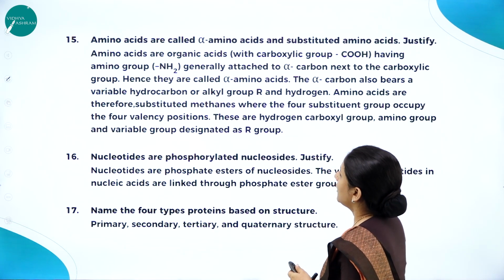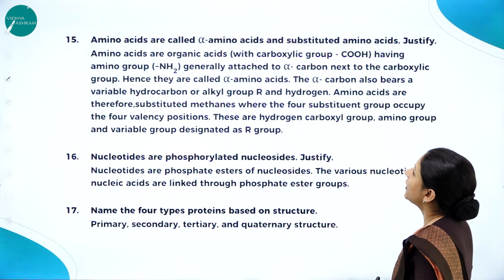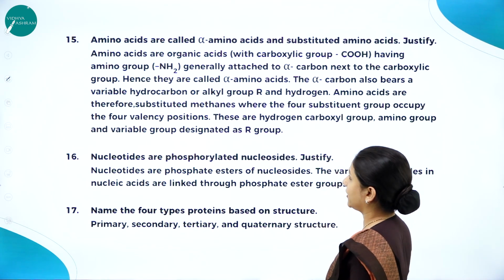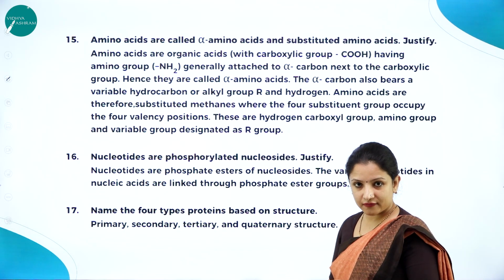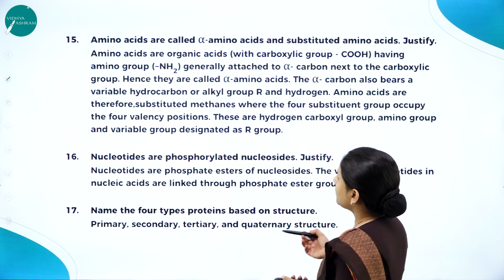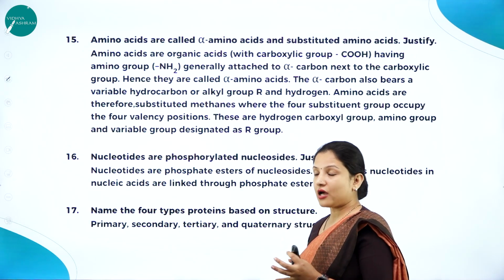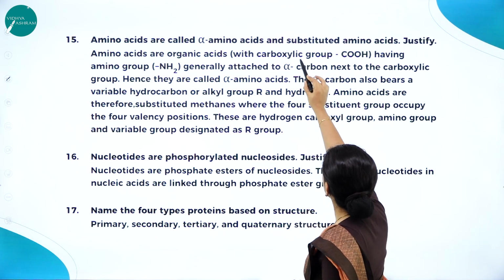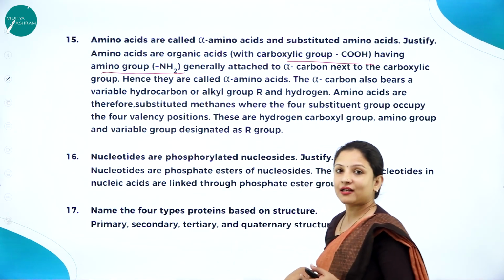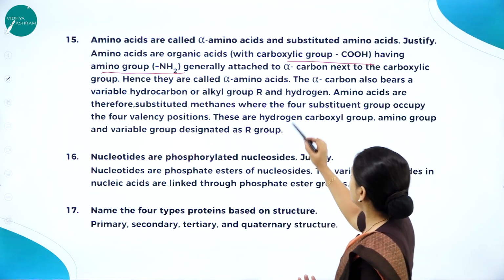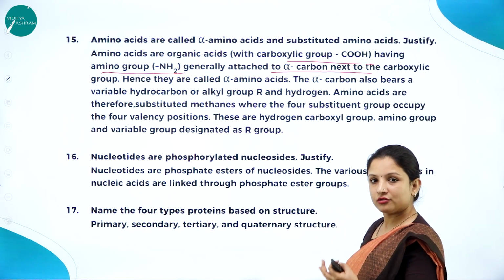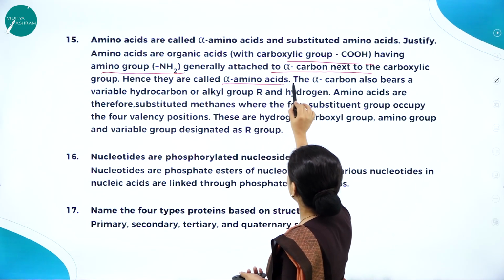So next question, amino acids are called alpha amino acids and substituted amino acids. Justify. Why are amino acids called alpha amino acids? So amino acids are organic acids having an amino group and a carboxyl group. They have a carboxylic group and an amino group which are attached to a carbon atom which is called the alpha carbon atom, and hence they are also called alpha amino acids.